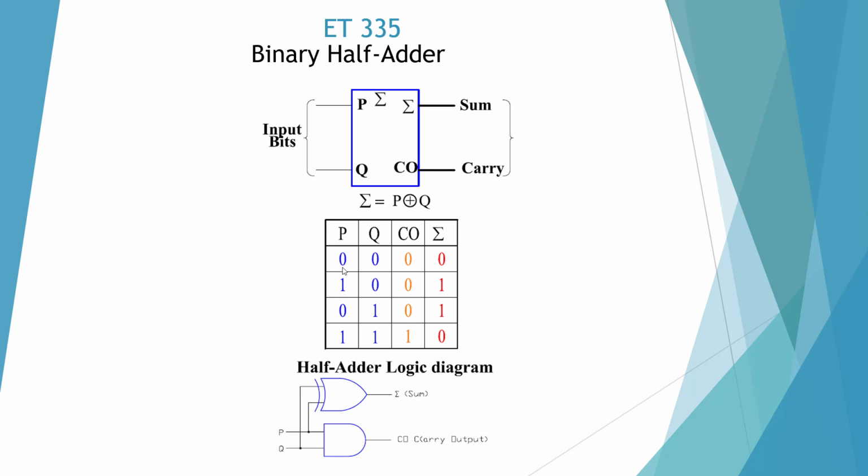Okay, so we have 0 plus 0 is 0 sum, carry 0. 1 plus 1 is 1, carry 0. 0 plus 1 is 1 plus carry 0. 1 plus 1 is 0, carry 1. If you look at this, this would be the binary count because 1 plus 1 would equal 2. And if you look at this as a binary 1, 0, that's a 2. And here is our logic diagram utilizing an exclusive OR and an AND gate.